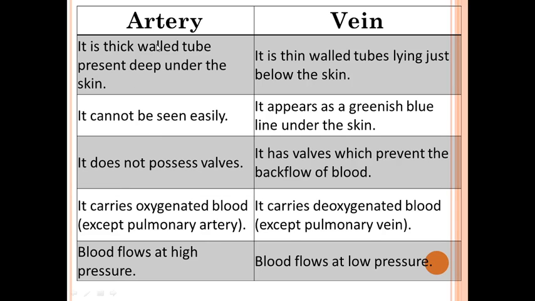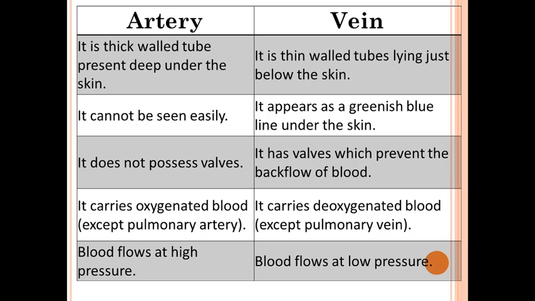You can see here thick wall tubes; the thin wall tubes cannot be seen easily. We cannot see veins easily, and the greenish blue lines under our skin are known as veins. Arteries do not possess valves. Valves means compartments, like the separate rooms in our house. Those compartments are not there in arteries, but in veins there are compartments which prevent the backflow of blood.